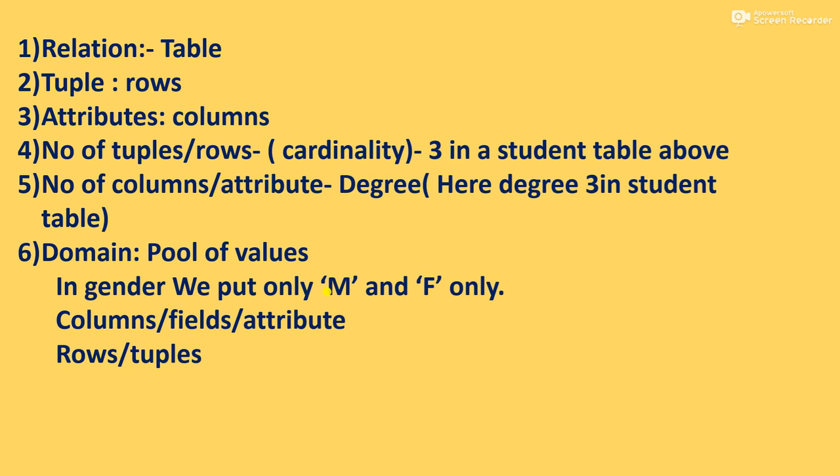Okay. So whatever values come in, the maximum value it can contain, such as the domain. This is a pool of values. Now we have discussed column, fields. The column we also call a field, also called attributes. Now rows we also call tuples. So please, this slide is also very important.